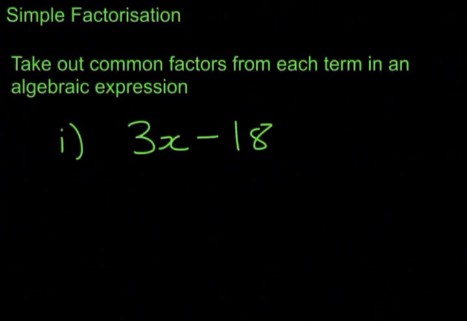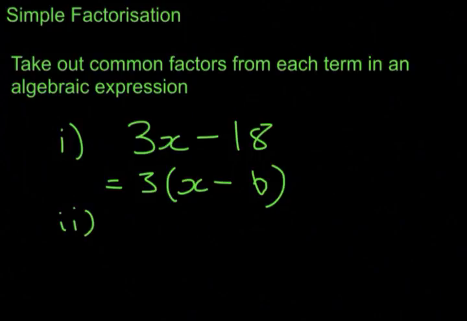What we can see is that there's a common factor of 3 in both these terms. We'll take that common factor of 3 out the front, and what remains once we've taken that common factor of 3 out is an x. So 3 times x is 3x, and when we divide 18 by 3 we're left with 6. So once that's factorised, we'll have 3 outside of x minus 6.